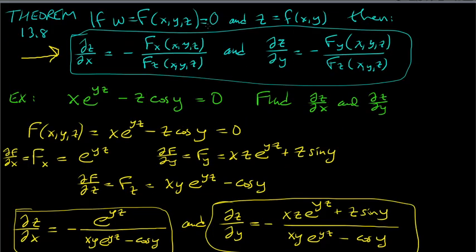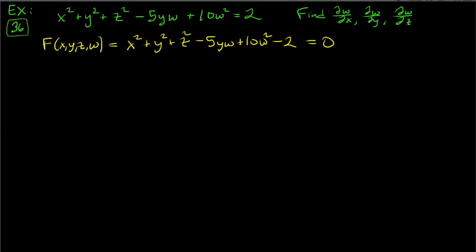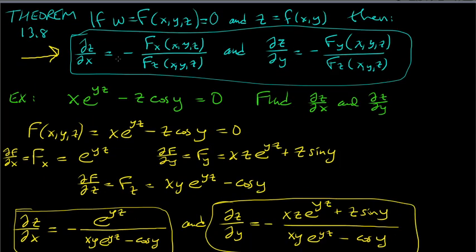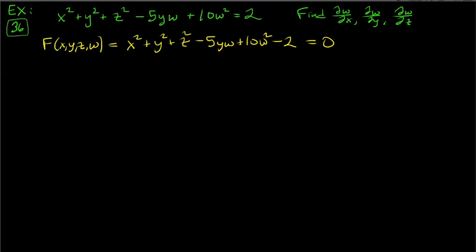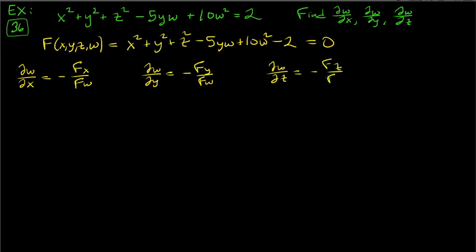the same rule here, except notice that we need one more partial derivative, so we need the partial of w with respect to x, y, and z. So w is a function of x, y, and z here. So the partial of w with respect to x will just be minus fx over fw. Partial of w with respect to y will be minus fy over fw, and partial of w with respect to z will just be minus fz over fw.